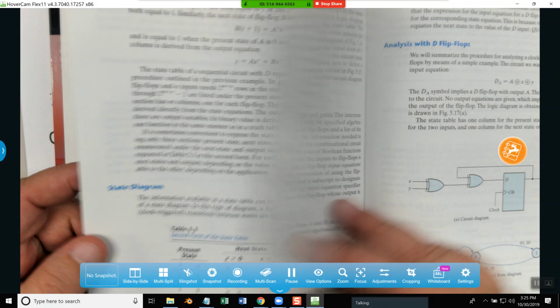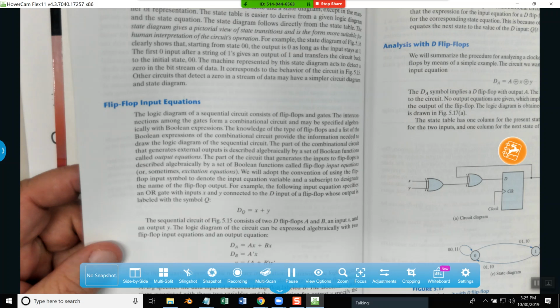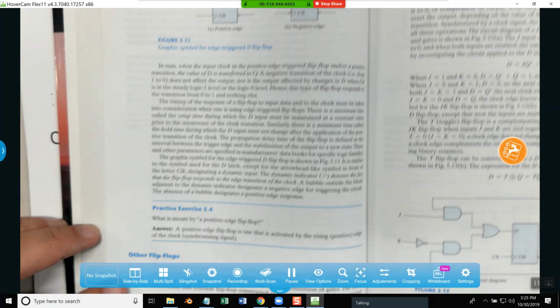The J input sets the flip-flop to 1, the K input resets it to 0, and when both inputs are enabled, the output is complemented. This can be verified by investigating the circuit applied to the D input. D is equal to J Q prime plus K prime Q.